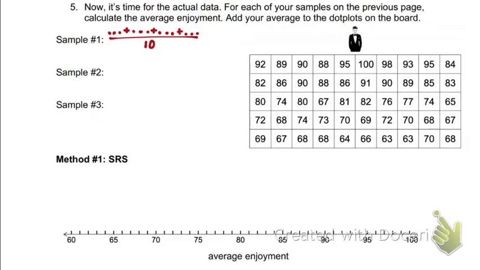So the red one is for sample number 1, your simple random sample. You're going to do the same thing with sample number 2. This was your cluster sample.